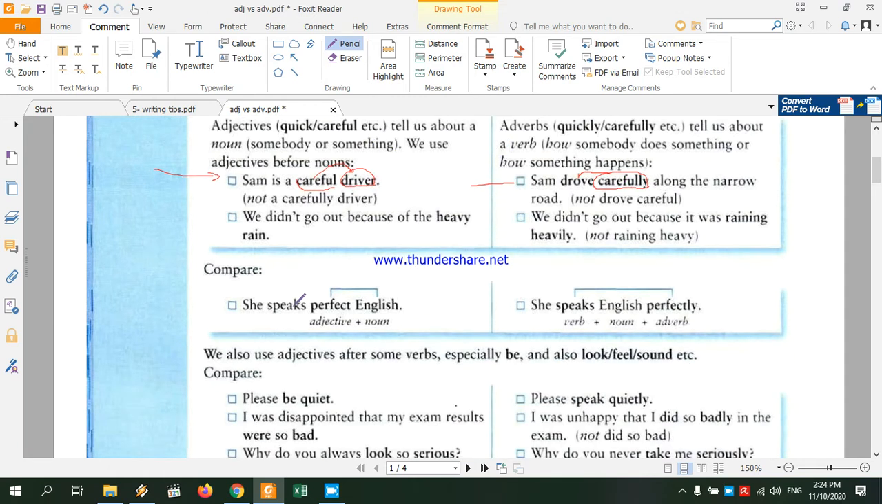Similarly, she speaks perfect English, since English is a noun, and perfect is an adjective, because adjectives describe nouns. But in the opposite example, she speaks English perfectly. Here the word perfectly is an adverb, and we use adverbs to describe verbs. So to describe or modify the verb speaks, we use an adverb.